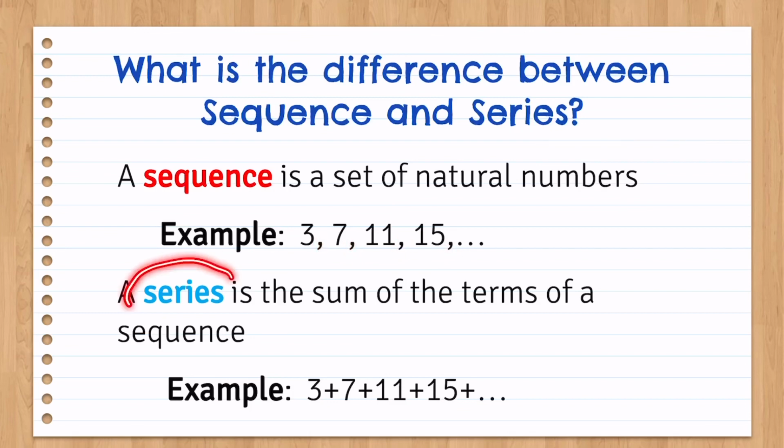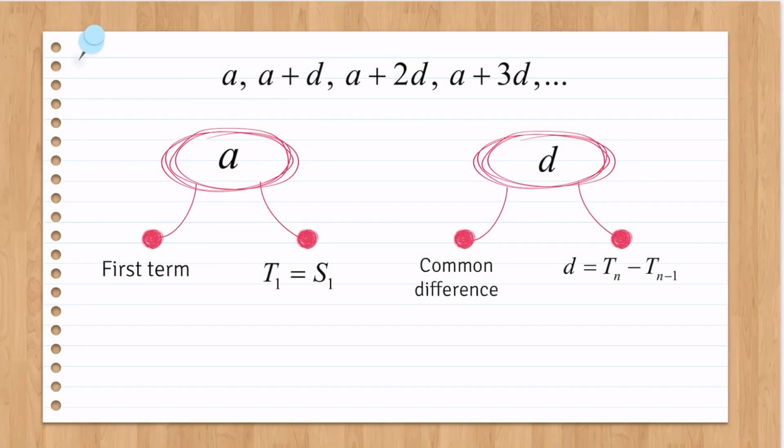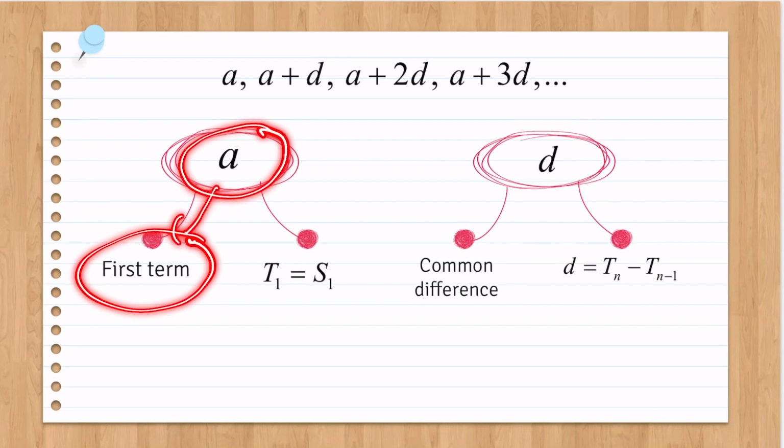Whereas a series is the sum of terms of the sequence. Example, we have 3 plus 7 plus 11 plus 15 and so on until the nth term. Arithmetic progression can be written as a, a plus d, a plus 2d, a plus 3d and so on, where a is the first term, sebutan pertama.